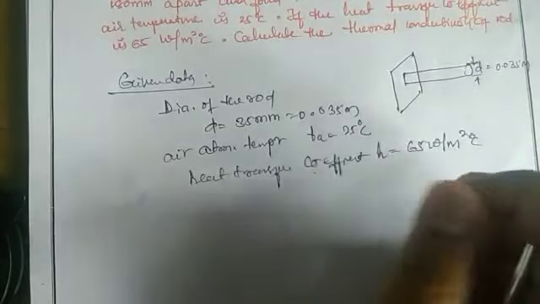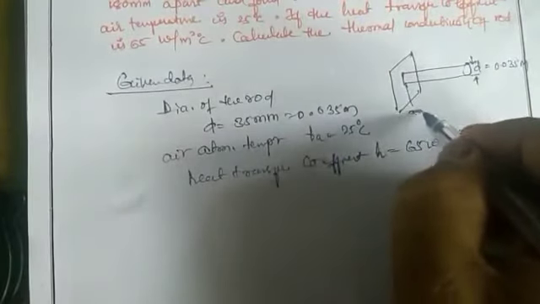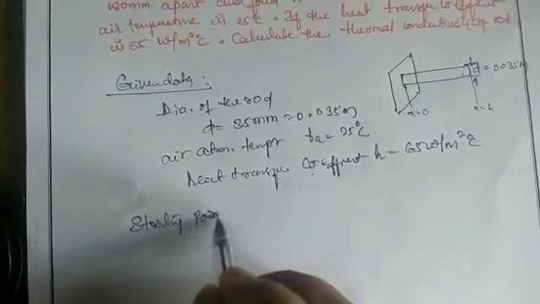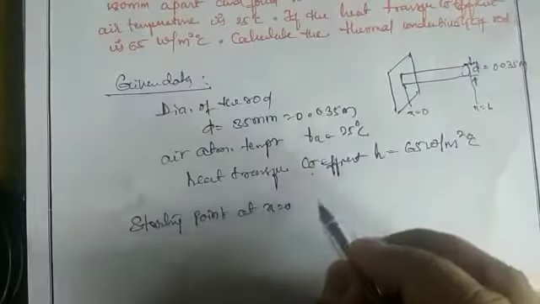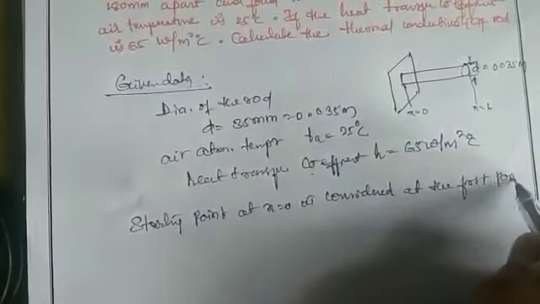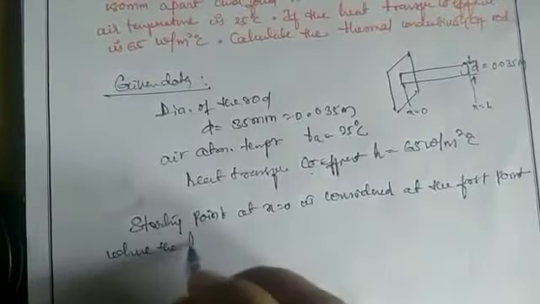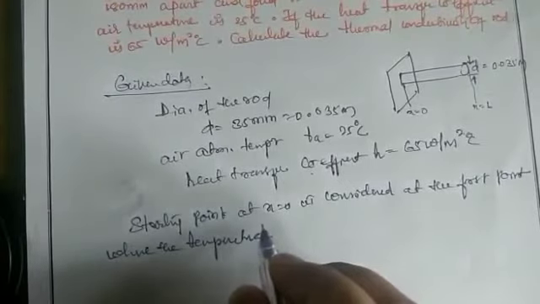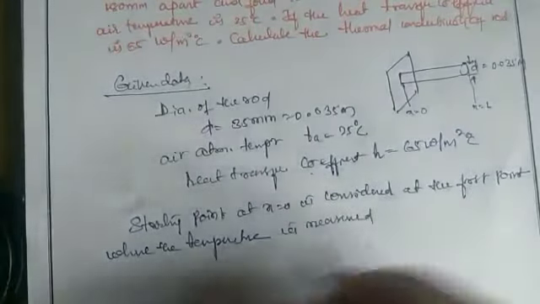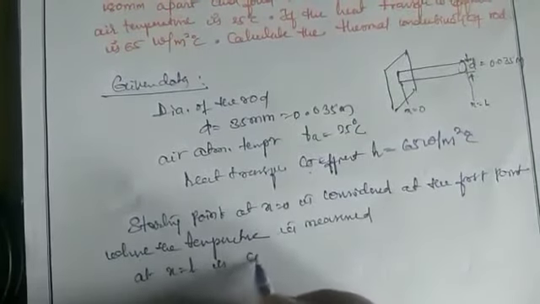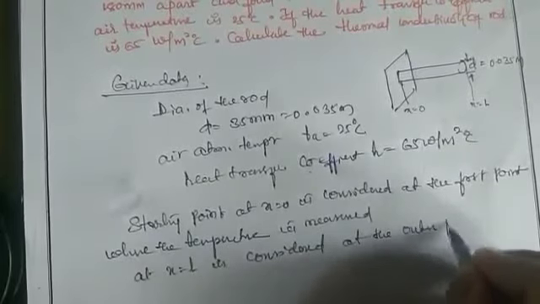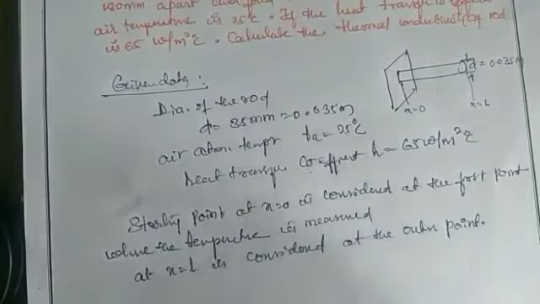First, what we have to do: the starting point, consider that x is equal to 0, and at x is equal to L. At the starting point, x is equal to 0 is considered, the first point where the temperature is measured, and x is equal to L is considered at the outer point.